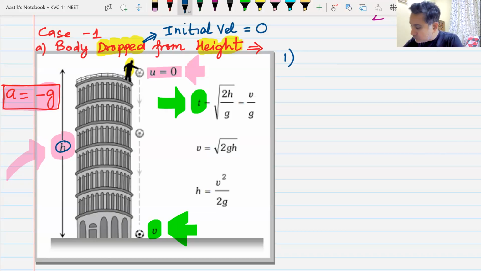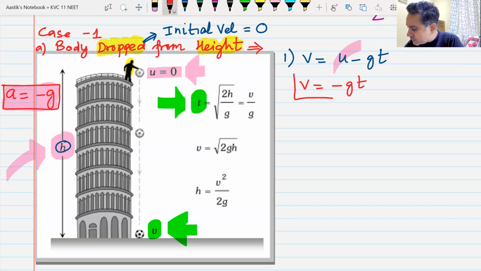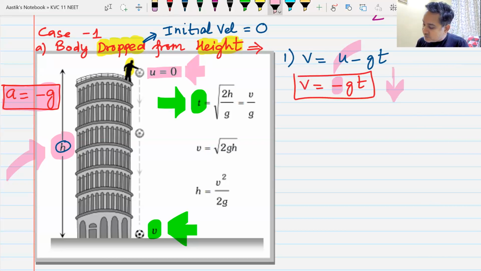v is equal to u minus gt. Very good. From here, you can see that u is 0. So u goes away. We get a simple equation, v is equal to minus gt. What does this negative sign indicate, beta, in this equation? This negative sign only indicates that the velocity, final velocity, is downwards. Do we understand this?